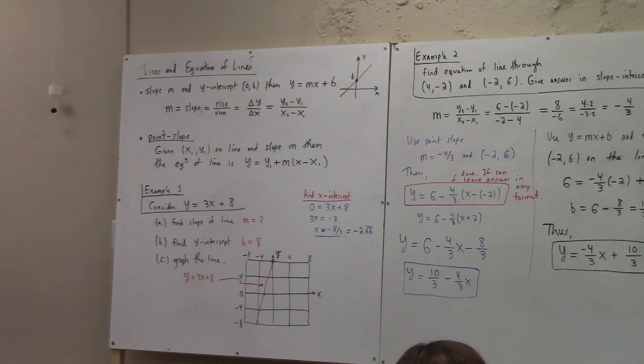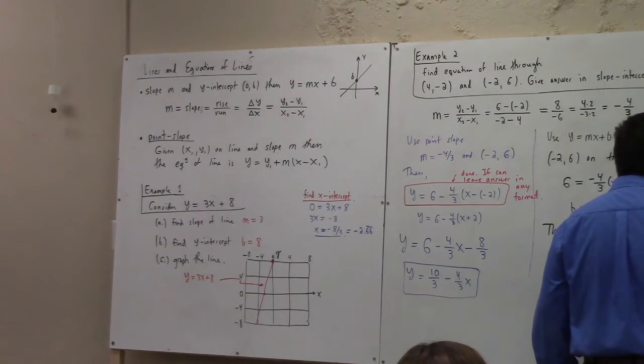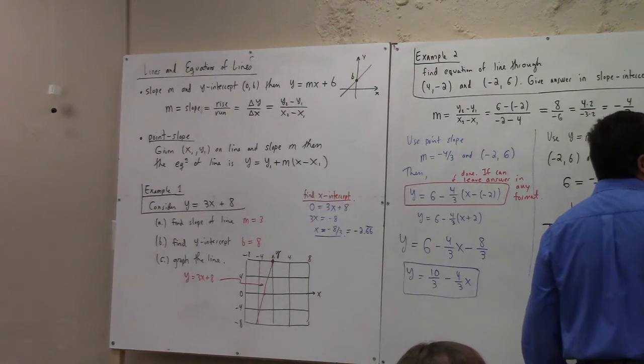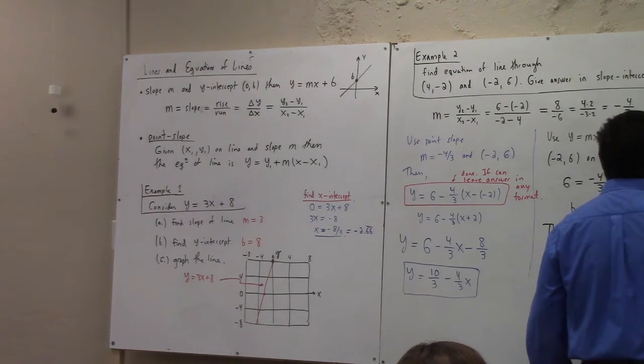Okay, so that gives me 3x equals 4 minus 6, which is minus 2, which gives me x is equal to minus 2/3. So the point of intersection, this guy right here, is at (minus 2/3, 4).